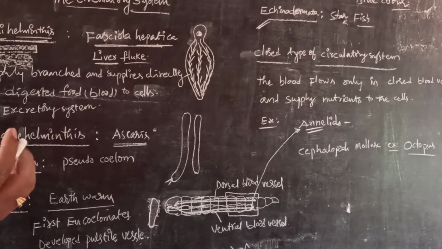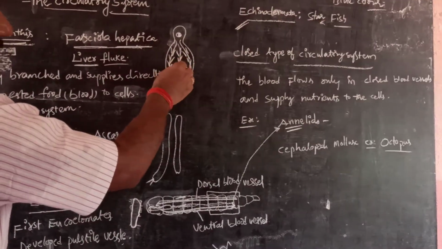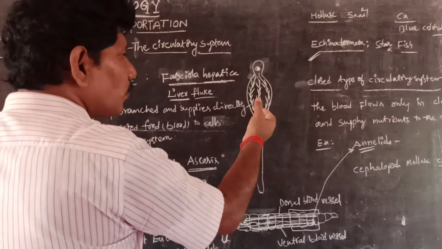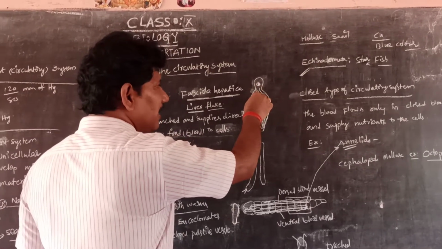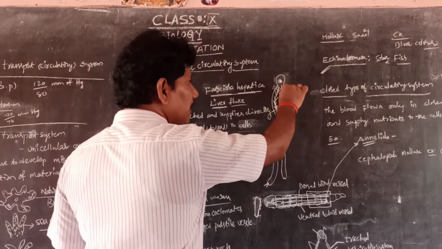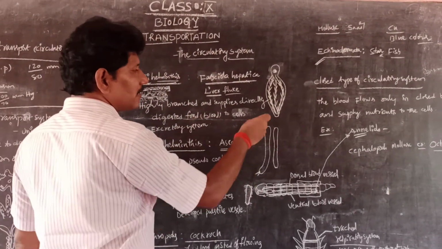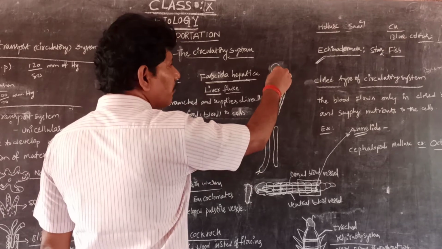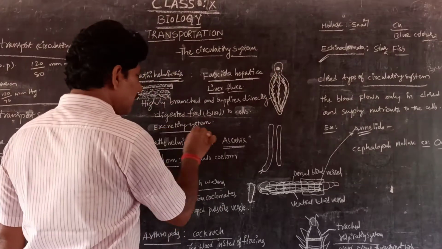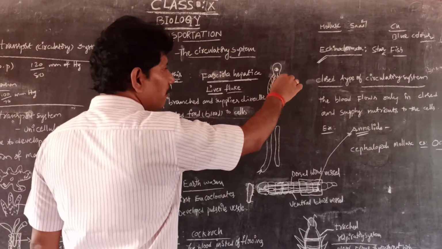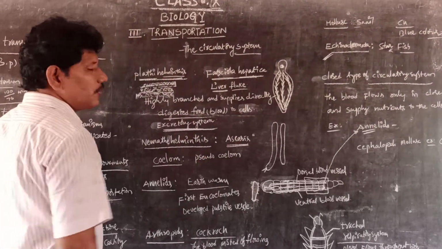This liver fluke lives as an internal parasite in the intestinal system of sheep or goat, and it sucks in the blood. So obviously this liver fluke has a highly branched and highly developed digestive system. Directly through the entire body they suck the blood and supply it to the cells. So the liver fluke has a highly branched digestive system, apart from the excretory system. I mean the liver fluke has an excretory system as well as a digestive system.